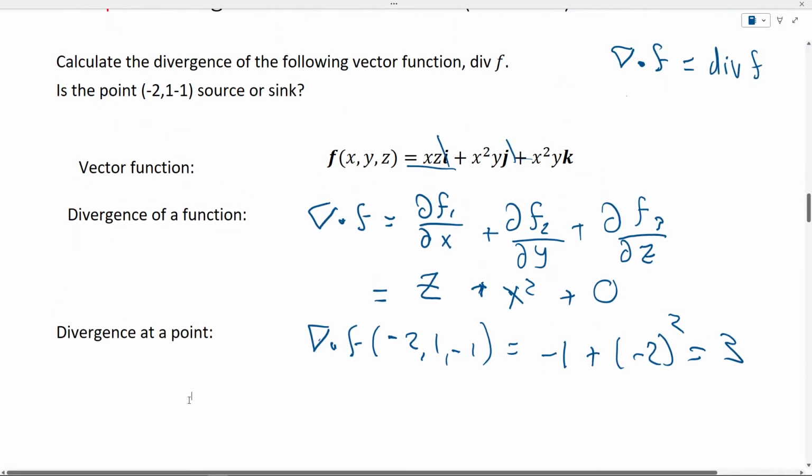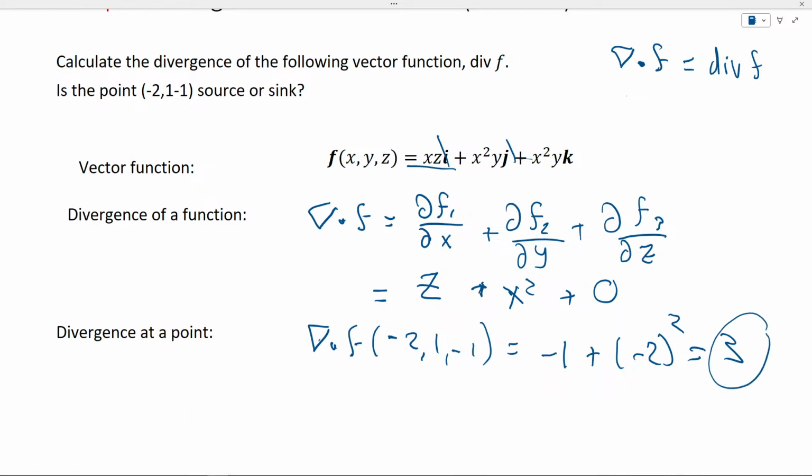And now I'm asking you, is this a source or a sink? This is positive. Remember, positive divergence indicates a source, while negative divergence will indicate a sink. Since this is a positive number, at this point there's a source. So this is the source.